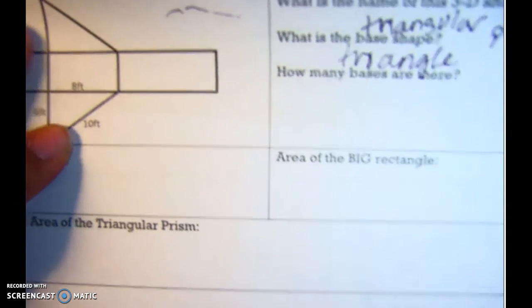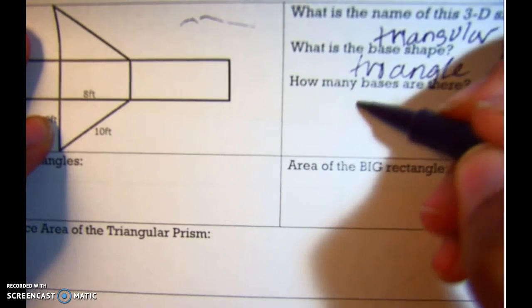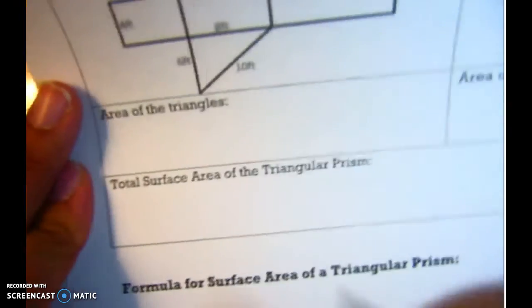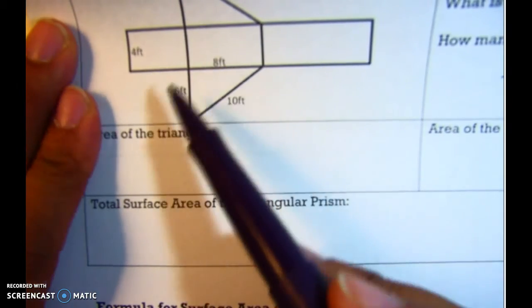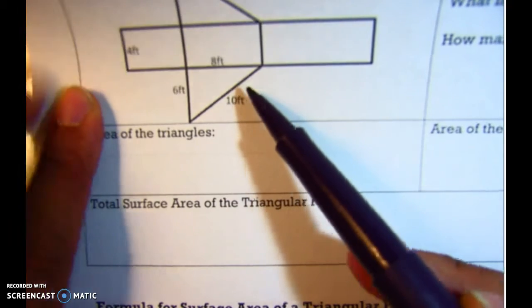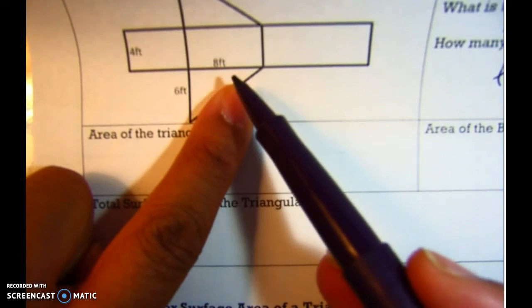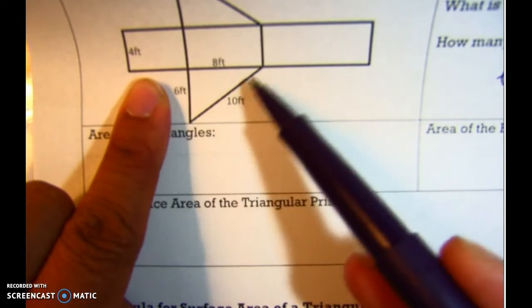And how many bases? It's easy to see on the net that you have 2 bases. So the area of the triangles, well, this makes it very easy to see. Even though you're given 3 numbers about the triangle, you only need the base and the height. And the height's never going to be on this slanted side.